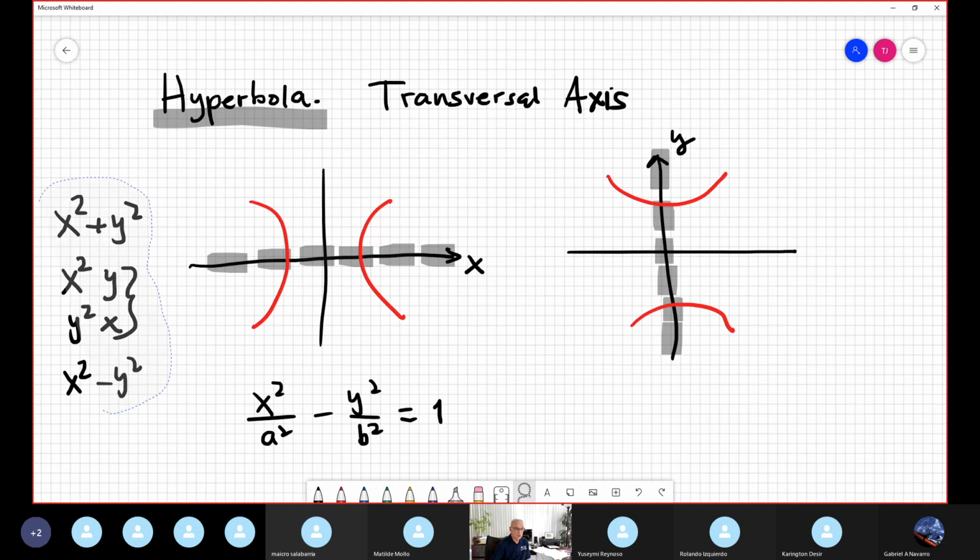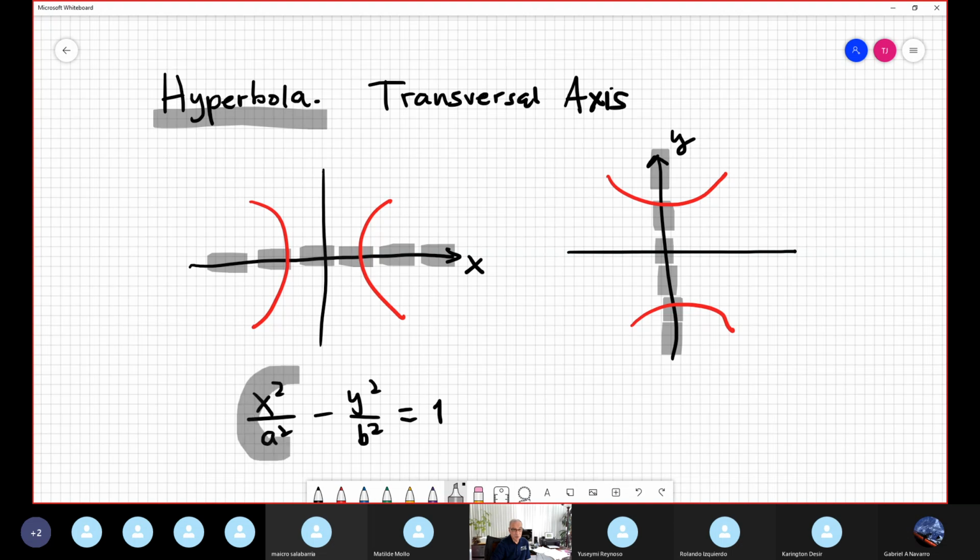But in this case, you see that the positive part, which is this, is associated with the x. That means that the transversal axis lies on or is parallel to the x-axis. In this case, no. In this case, it's y squared over a squared minus x squared over b squared. Well, you see that the negative part is in x and the positive part is associated with the y. That means that the transversal axis is parallel to or lies on the y-axis.